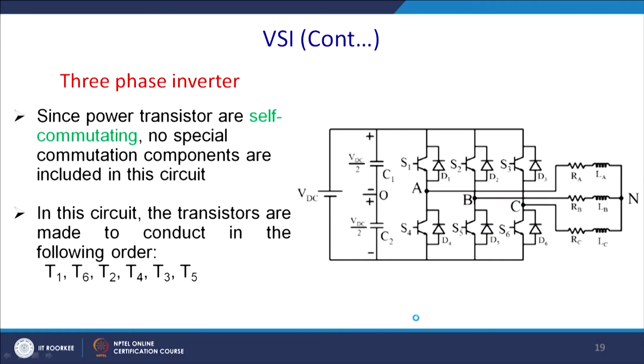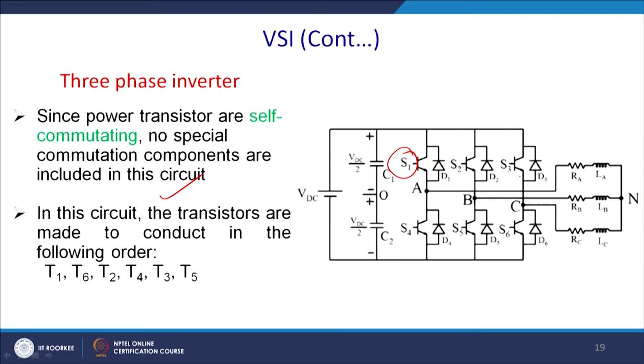Since power transistors are self commutating, no special switch is required. In this circuit, the transistors are made to conduct, and the switches are named S1, S2, S3, S4, S5, S6. Consecutive switches will come into the picture. If it is S1, this will be S4; if it is S2, this will be S5; if it is S3, this will be S6. We shall assume the same thing, that we are feeding a highly inductive load.